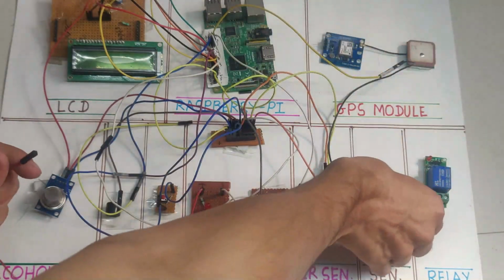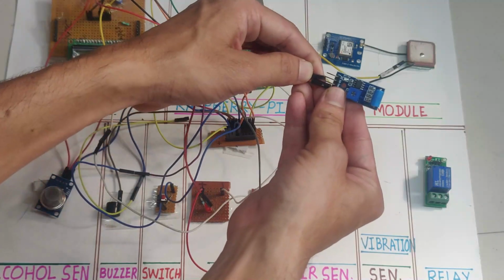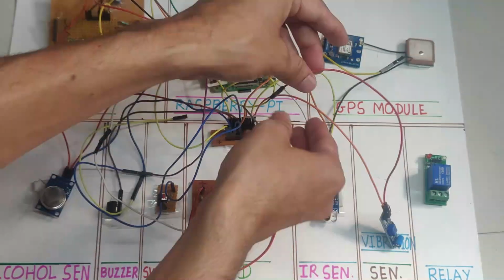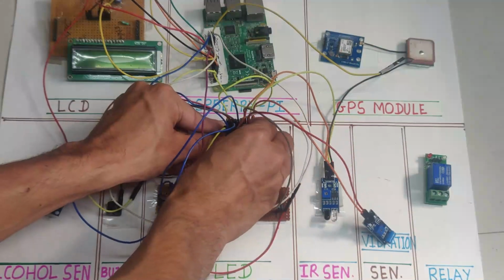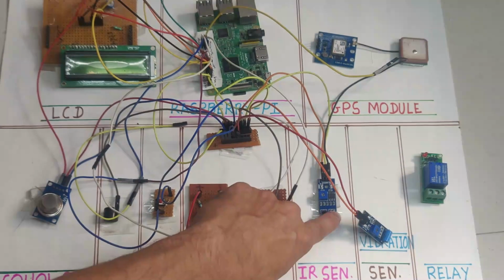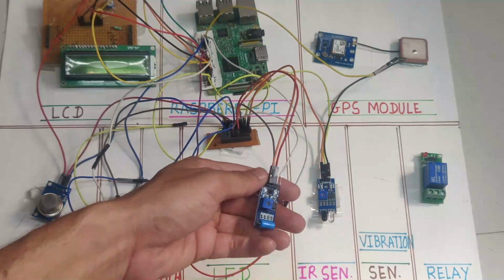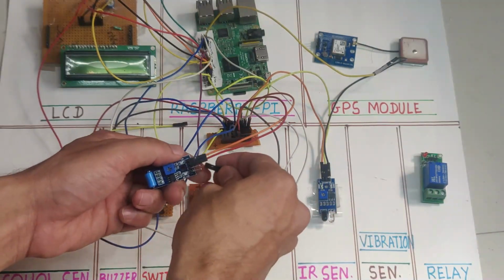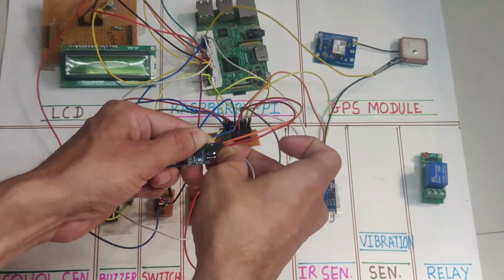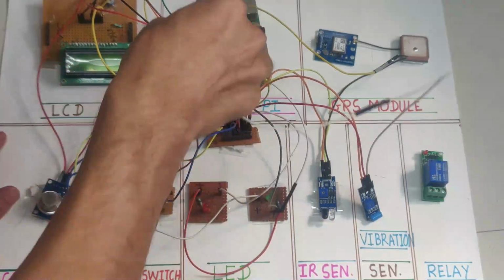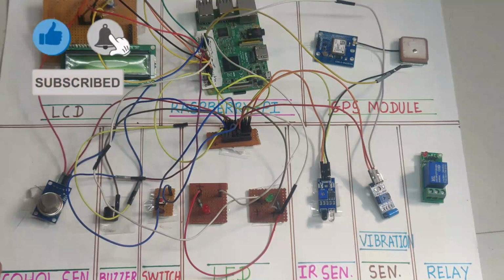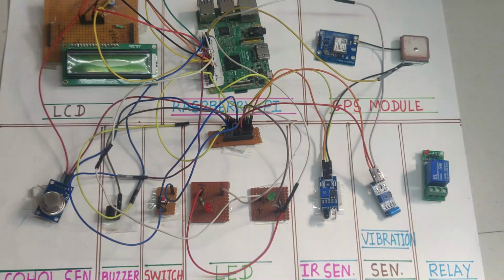Then the ground pin should be connected to common ground. So this is the ground pin, and it should be connected to common ground. And the next pin, the Vout pin of the vibration sensor, that is the digital out pin, should be connected to pin number 35. So connect this pin to 35. Okay, so in this way the vibration sensor circuit part is also completed.